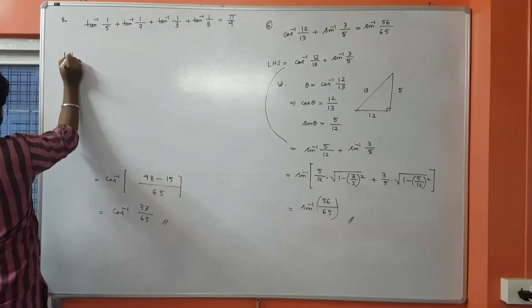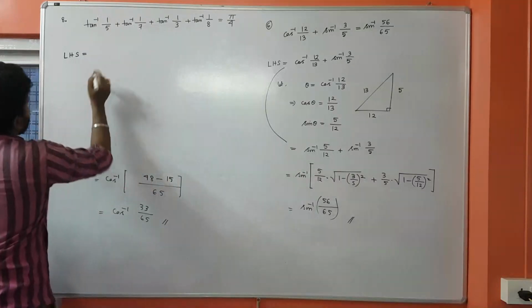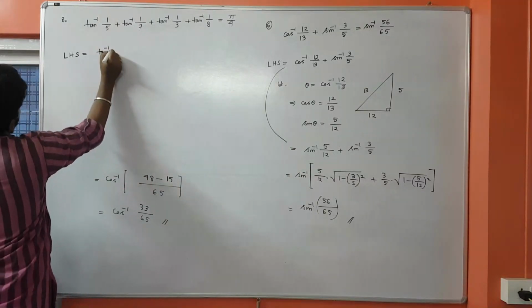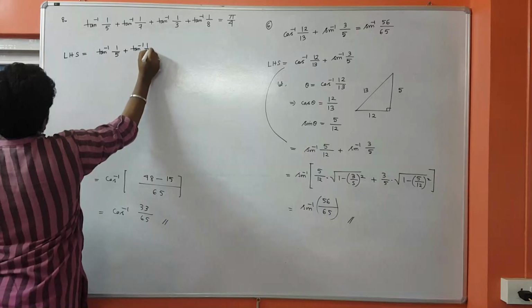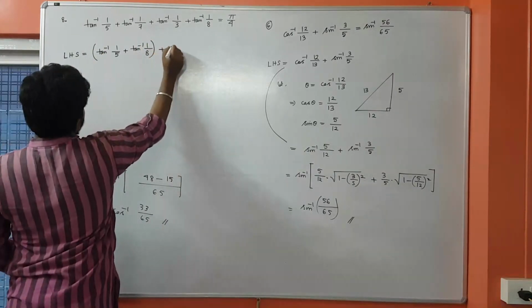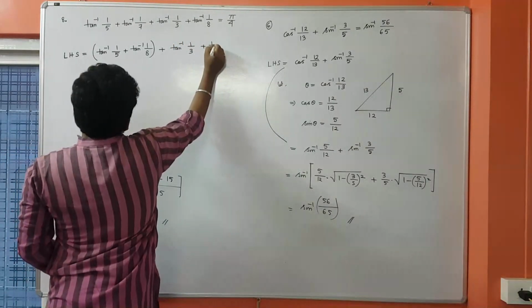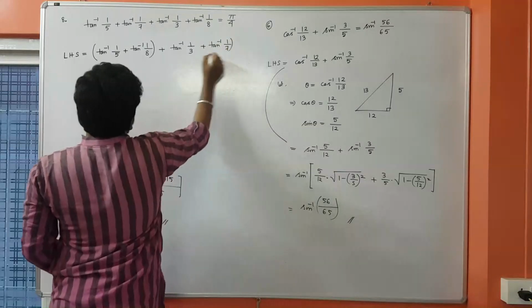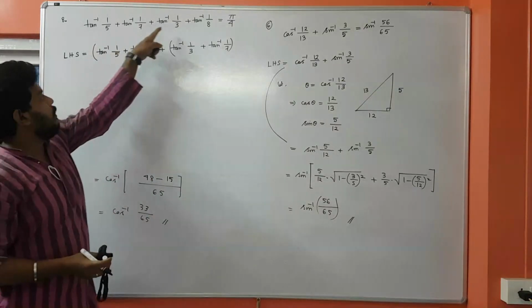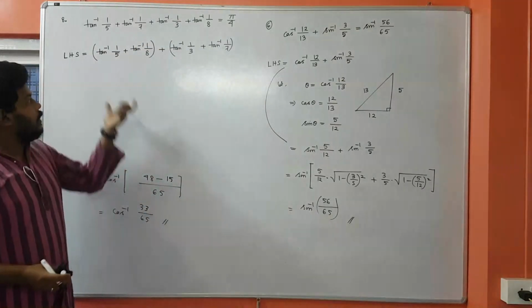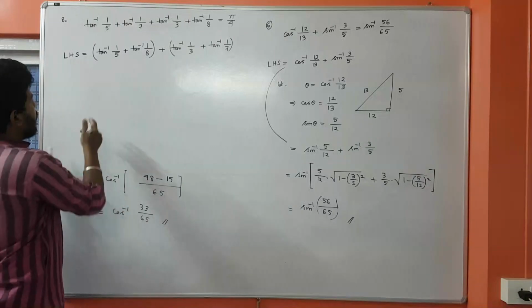So LHS, there are how many tan inverse? 4. Now I can write tan inverse of 1 by 5 plus tan inverse of 1 by 8 plus tan inverse of 1 by 3 plus tan inverse of 1 by 7. Why I arranged these inverse functions like this? You will get to know the required arrangement after this step.